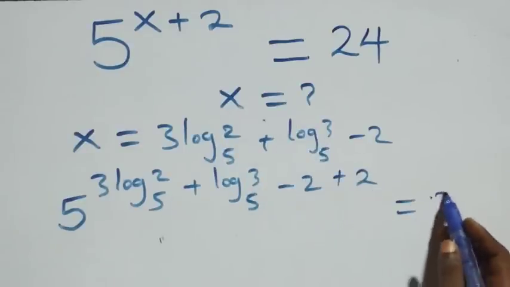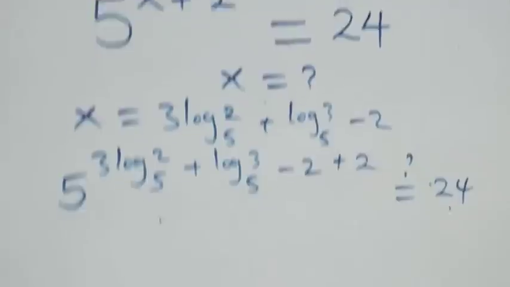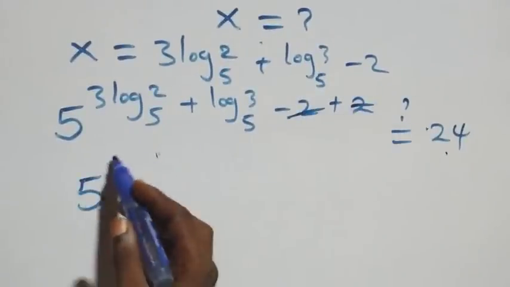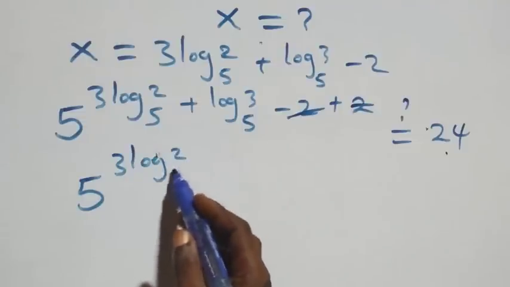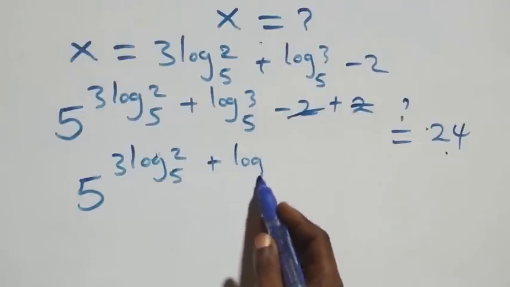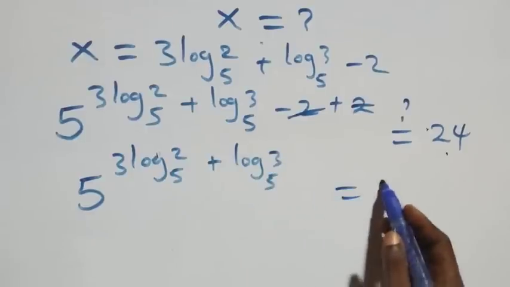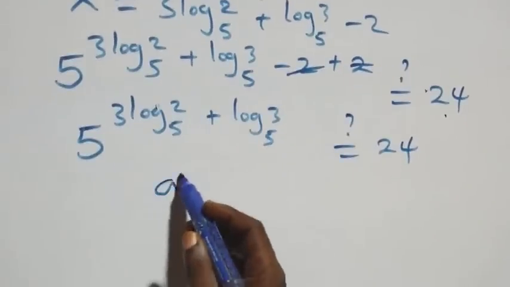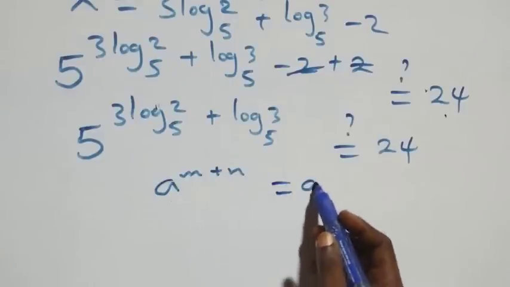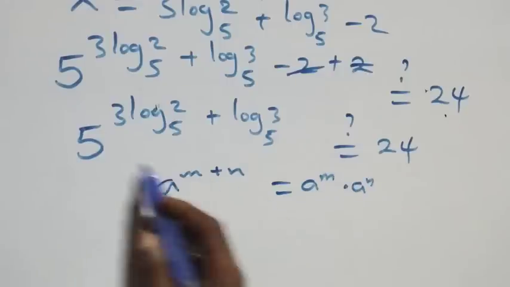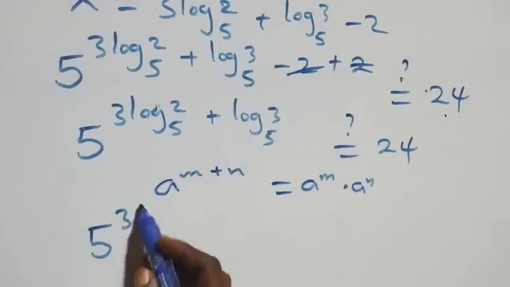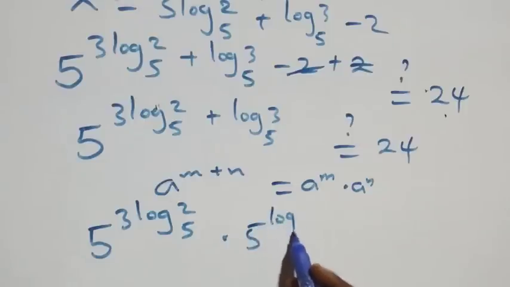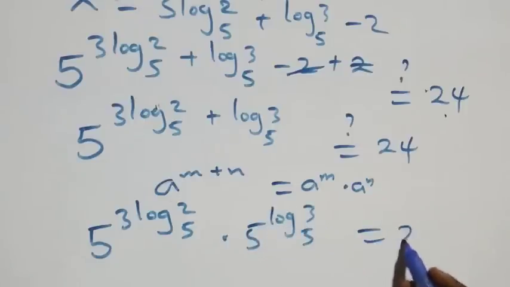Is it equal to 24 on this side? Then from what we have here, minus 2 plus 2 cancel each other. We are left with 5 raised to power 3 log 2 base 5 plus log 3 base 5. Is it equal to 24 on this side? And also from here, this follows when we have a raised to power m plus n, which equals a raised to power m times a raised to power n. That is, here we have 5 raised to power 3 log 2 base 5 times 5 raised to power log 3 base 5. Is it equal to 24 on this side?